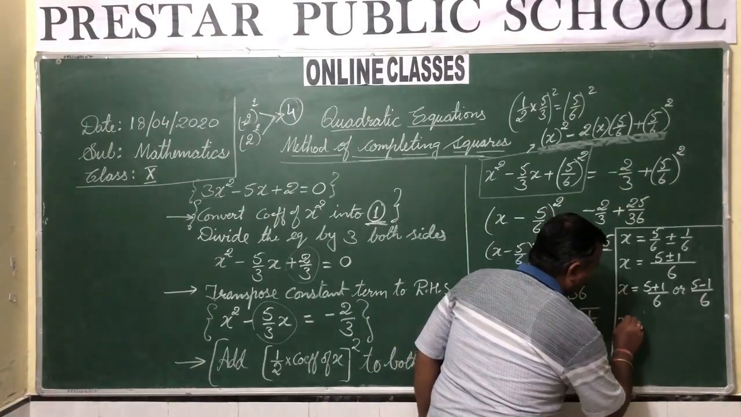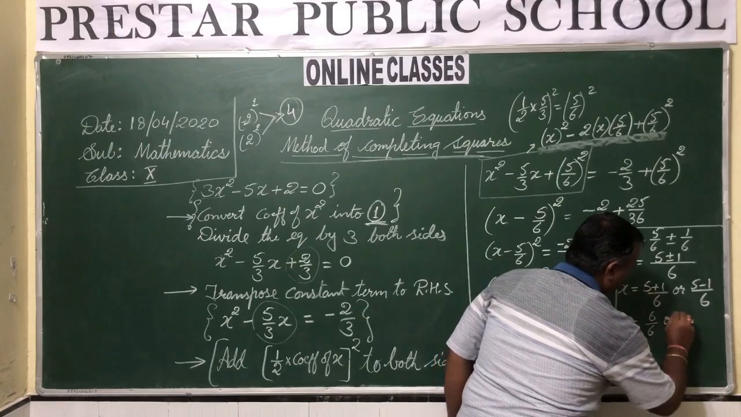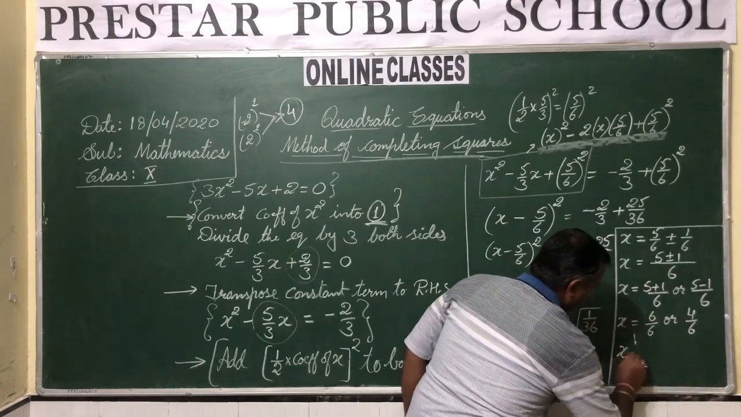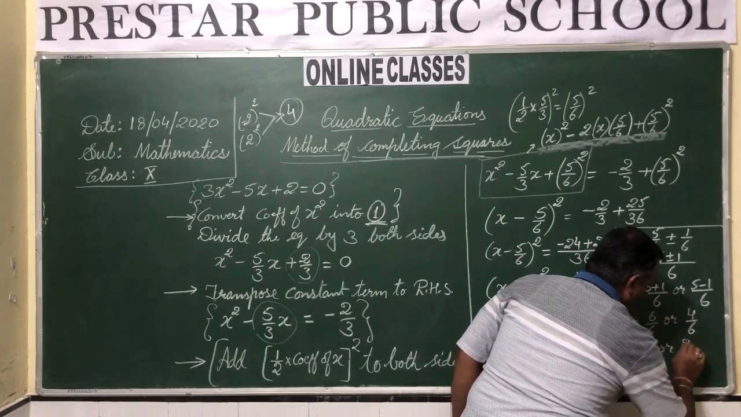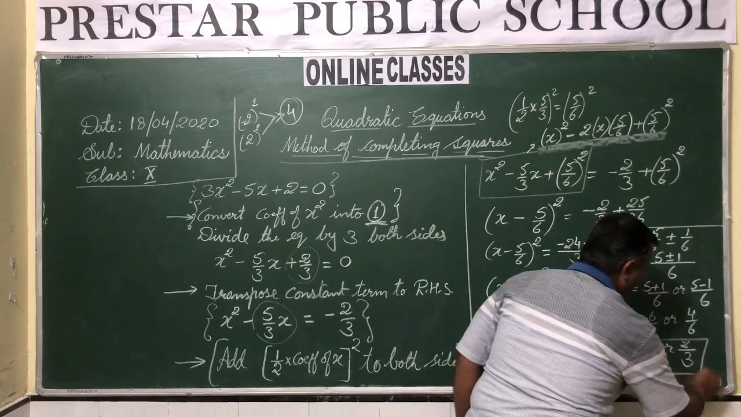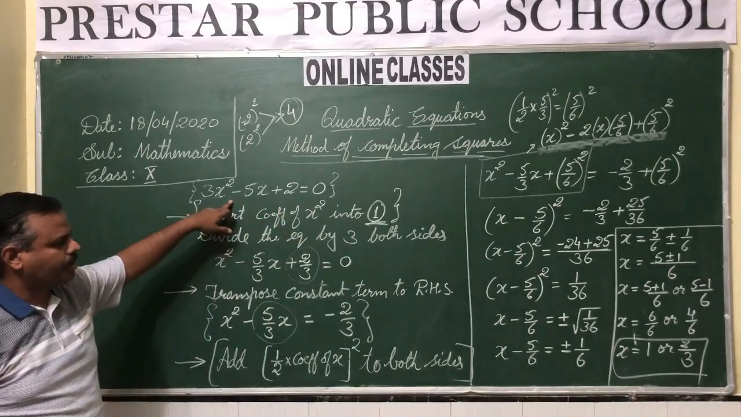We will simplify it by taking one plus and one minus. So what are the values of x which we get? This is 6 upon 6, or this is 4 upon 6. And simplifying it, we have x as 1 or 4 upon 6, which simplified gives 2 upon 3. So these are the solutions of this quadratic equation.